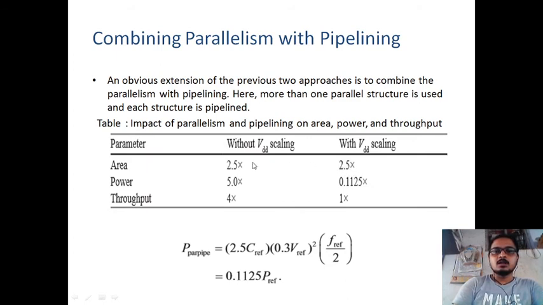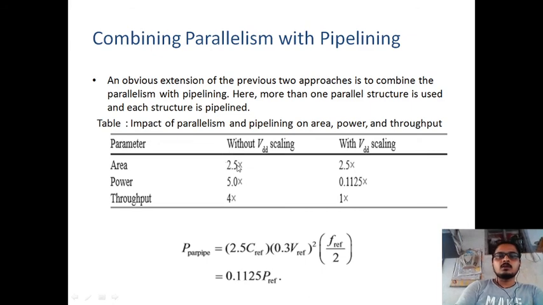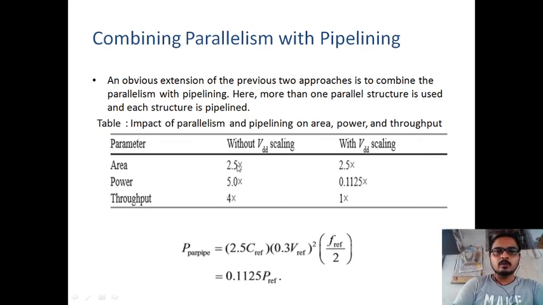It doesn't change. See here, in parallel, the area is 2.2. In pipelining, the area is 1.15. Here the area is 2.5. When you combine these two architectures, the area increases compared to the other two architectures. In parallel, we get only 2.2. In pipelining, we get only 1.15. Here we get 2.5.